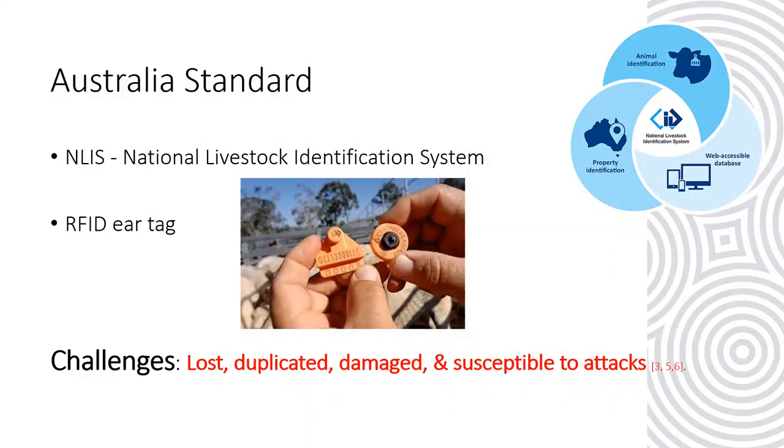While they have some challenges, because these tags can be lost, duplicated, damaged, and they are vulnerable to attacks. If someone altered the NLIS tag of the contaminated cattle with healthy cattle, the contaminated cattle will also be recognized as healthy cattle. And if the cattle lose the NLIS tag, it will be difficult to re-identify the cattle and retag with previous information.